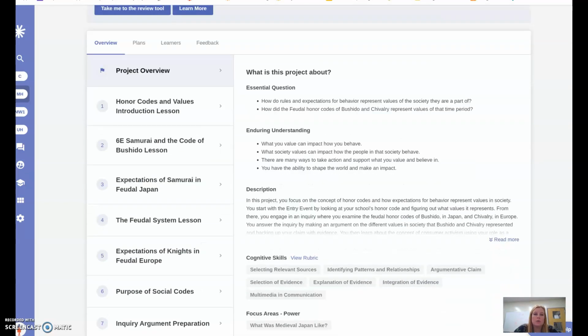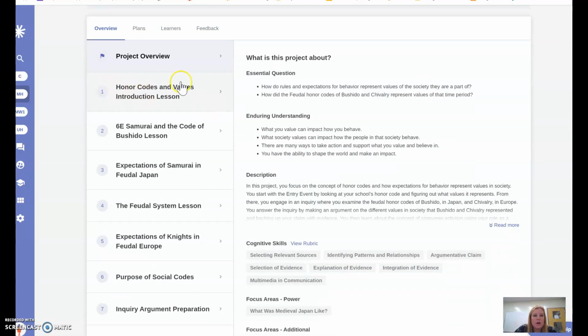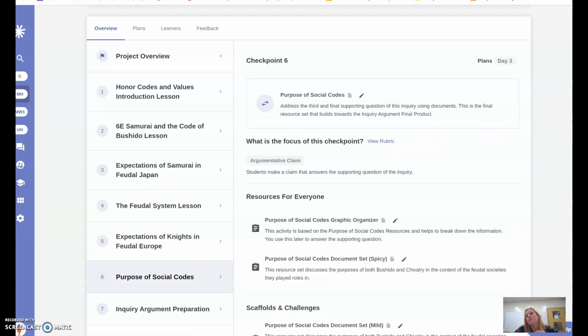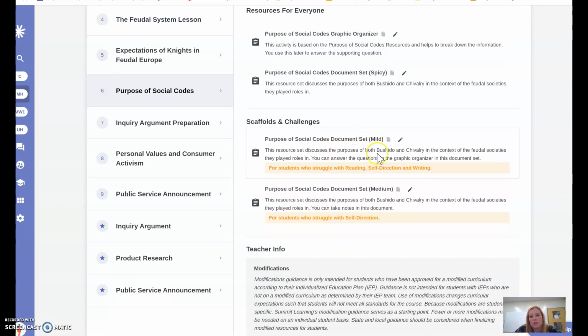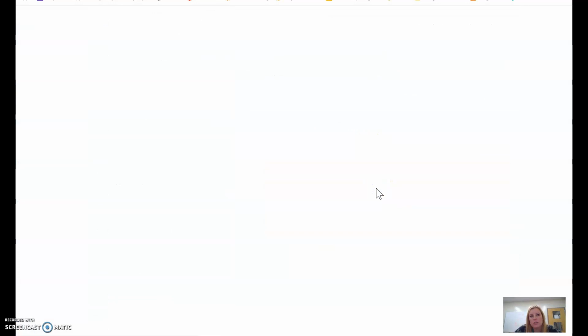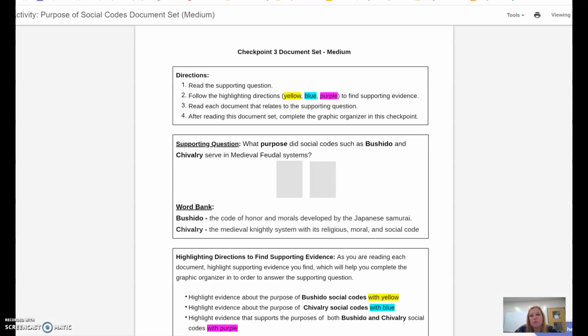So anyways, we did week 1 on the honor codes. We looked at the samurai and the code of Bushido, the expectations of samurai. The feudal system was my lesson, the expectations of knights, and now you're going to be talking about the purpose of social codes. So, folks, this is set up pretty much like all of them. There's usually some documents you need to read. Usually they're primary source documents, a lot of them from the actual time period.